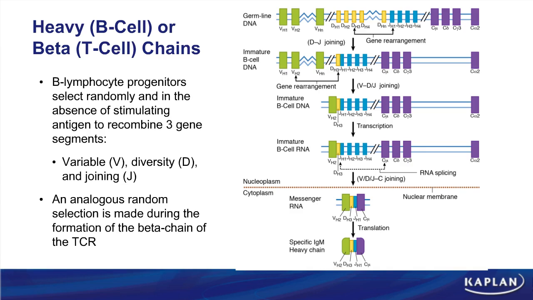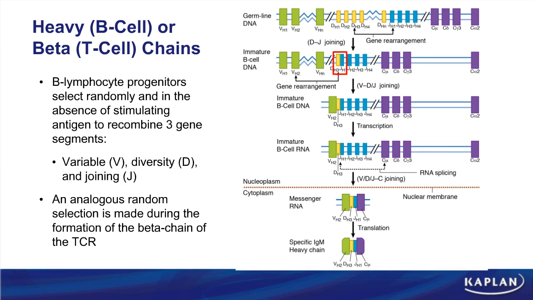So, the very first process that we're going to take a look at is that we have these multiple D segments and J segments, and we are going to pick one. We're going to pick one D and one J segment from that DNA, bring them together so that we now have what we call a DJ segment.